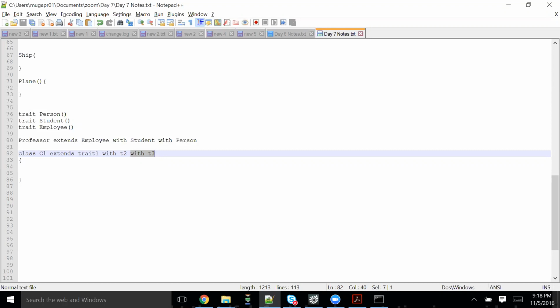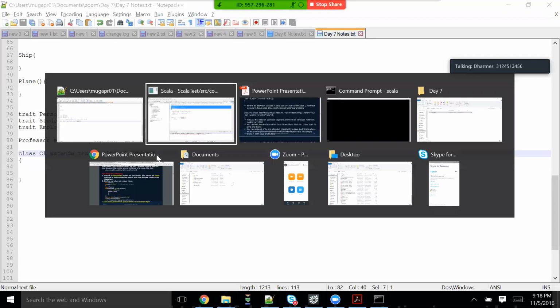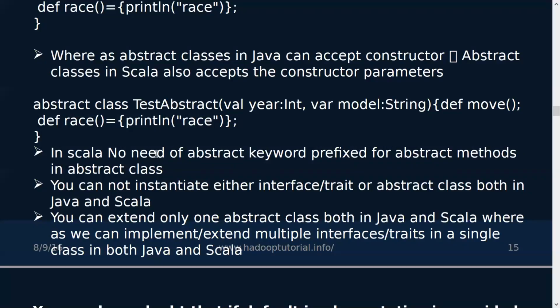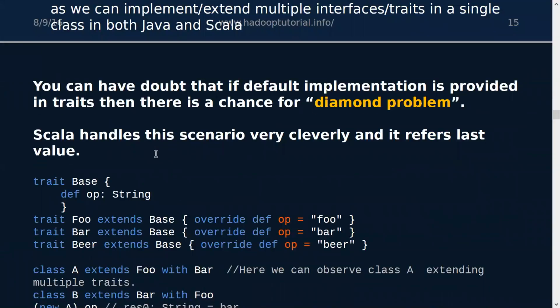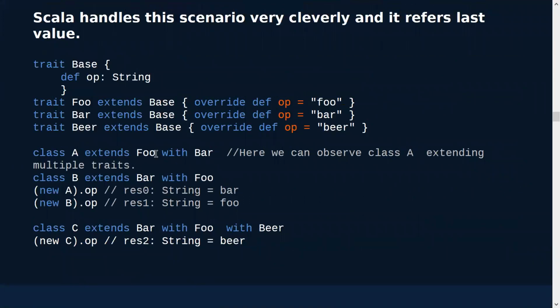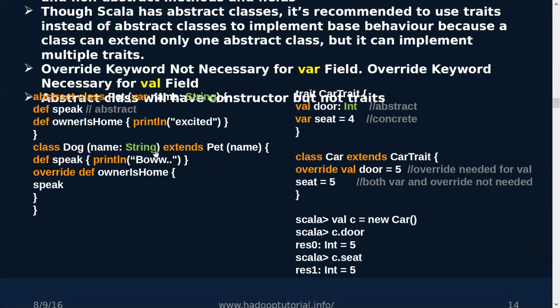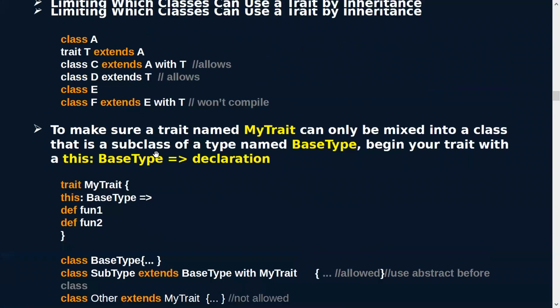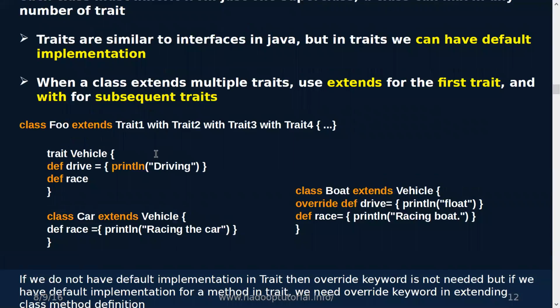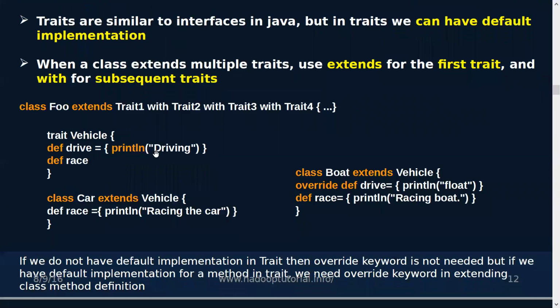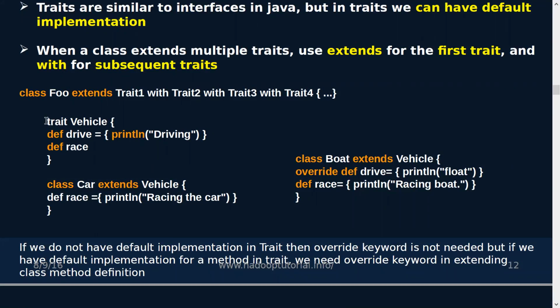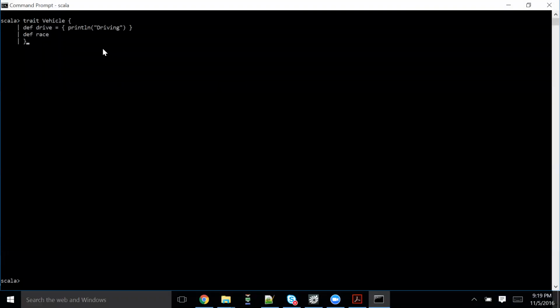Do you have any sample program for all these concepts? Let me show you these abstract classes and traits. I took simple examples: trait vehicle. Declare them, just try them out in the shell directly. So now trait vehicle is defined.